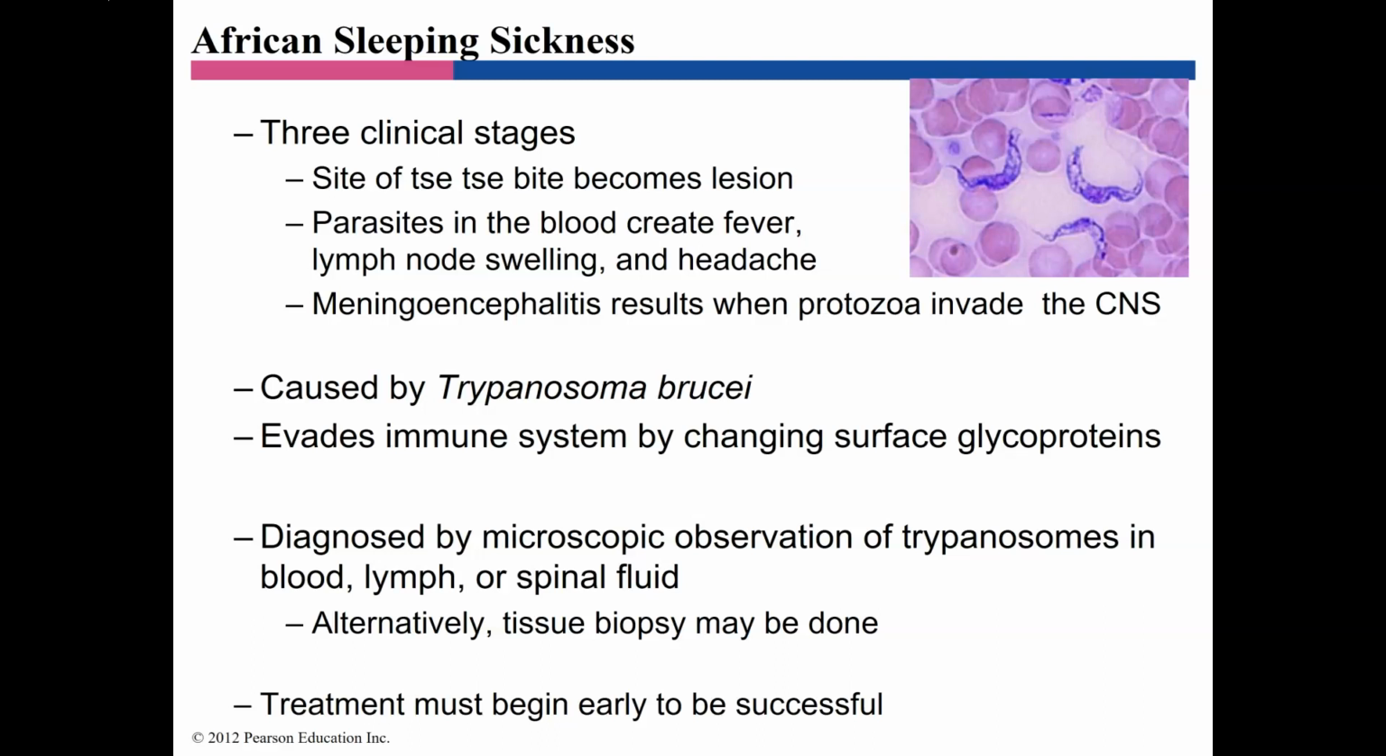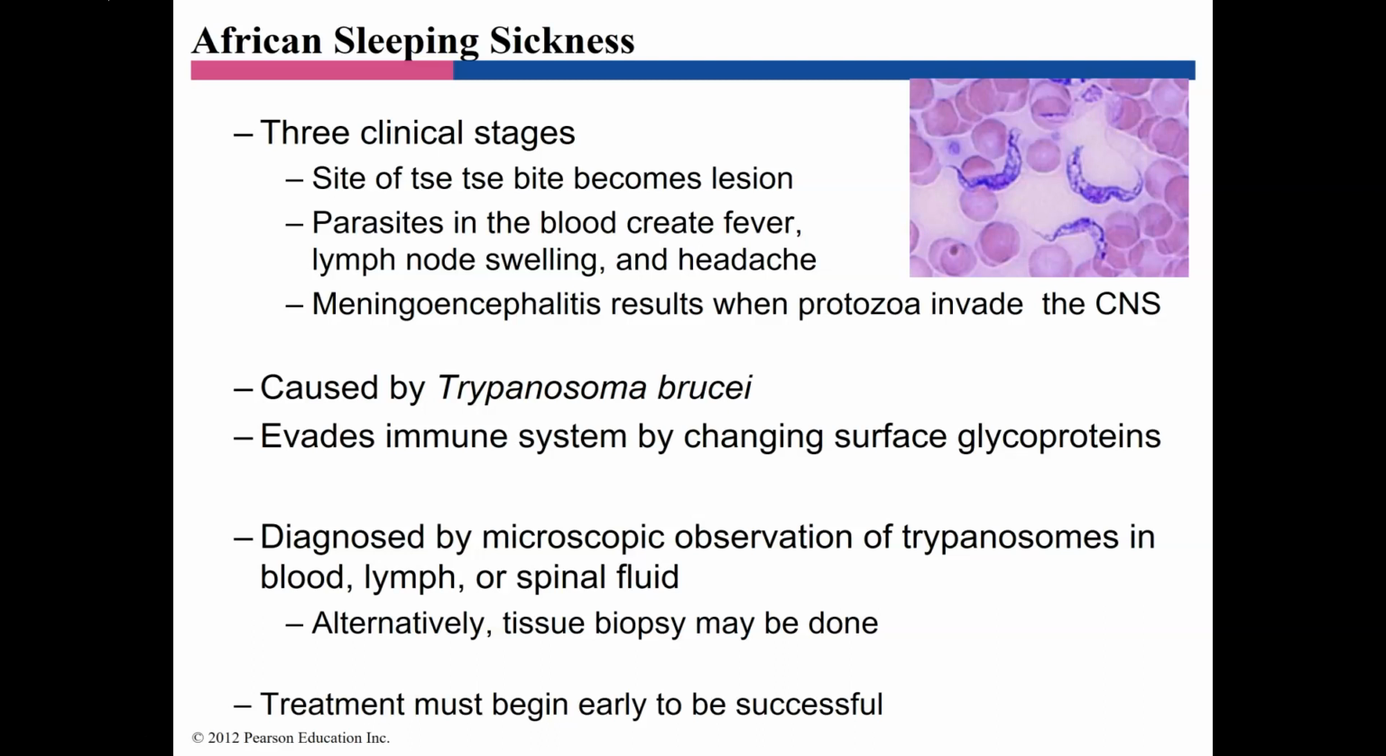A person would first develop a local lesion, but then the organism moves into the blood and they'd experience fever and swelling, which is not that unusual, but then your symptoms will progress to get meningoencephalitis, a very severe brain infection that can lead to coma and death. The coma is where the African sleeping sickness gets its name.